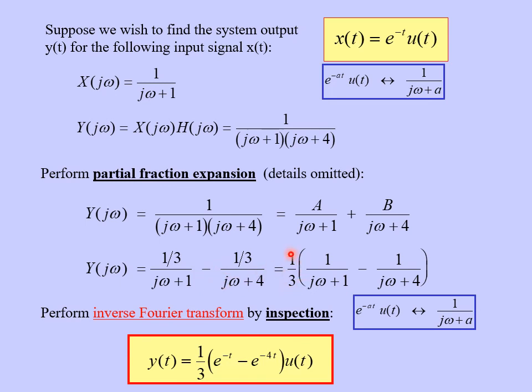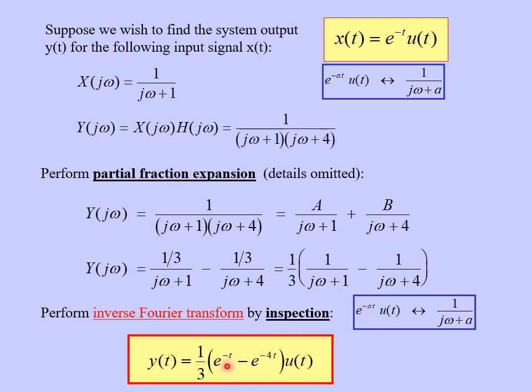So I can factor that 1/3 out in front, and I end up with 1 over j omega plus 1 minus 1 over j omega plus 4, and then again using the same exponential function Fourier transform pair, by inspection I can see that this first term here has little a equal to 1.